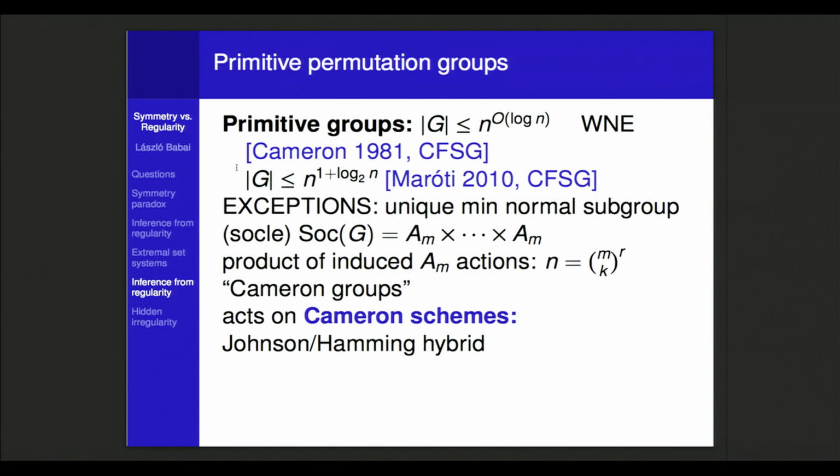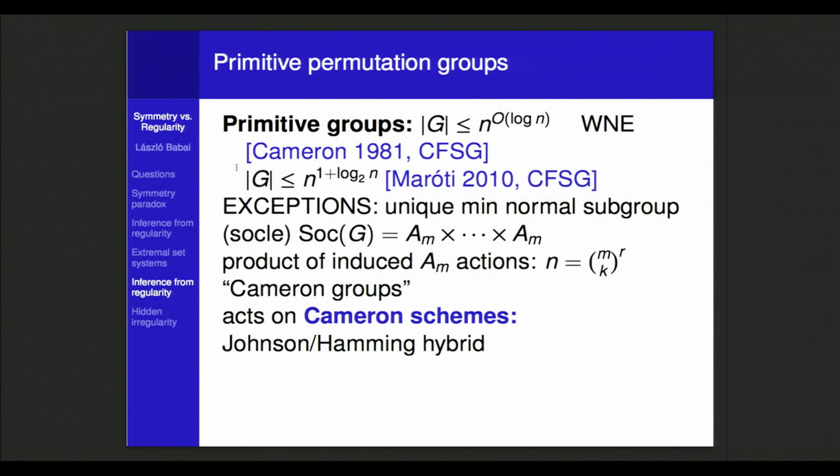So the exceptions, all of them have a unique minimal normal subgroup, and that subgroup, which is called the socle, is the product of minimal normal subgroups, but if there is only one, then that is that minimal normal subgroup. The socle is a direct product of alternating groups, and they act in a naturally induced action on a set of this size. So what is the naturally induced action of a product of R copies of the alternating group on a set of this size? Well, on each copy, we have the induced action on the Johnson scheme, and then we act on these copies separately as if that was a Hamming scheme.